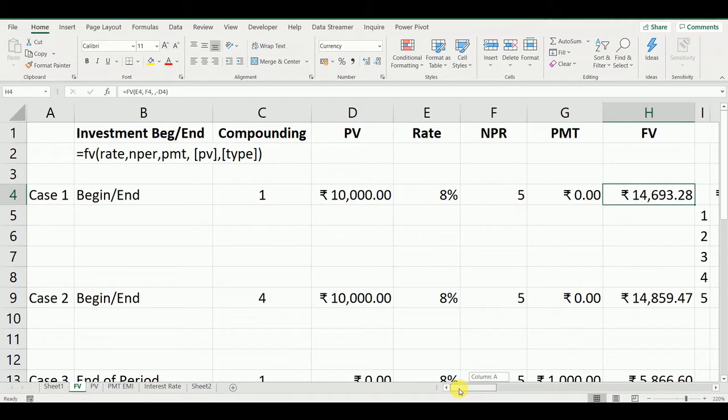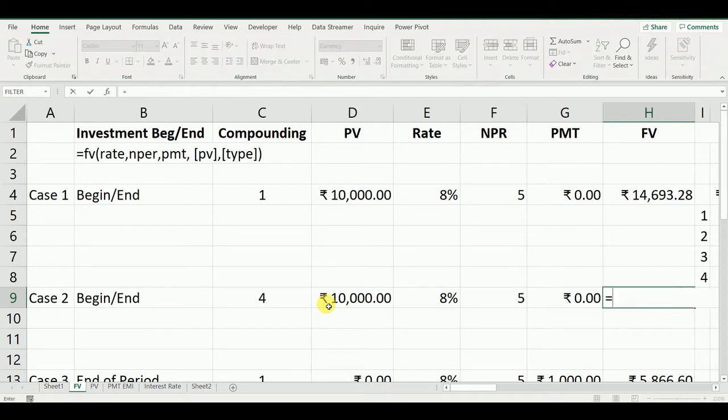So now we will go to case 2. So here our compounding is not yearly but it is quarterly. So we will use the same formula FV bracket. Now we have to give rate. So here we have to give this rate divided by this compounding because we are getting interest quarterly compounded. So now we will give comma.